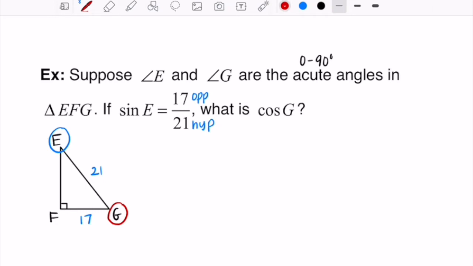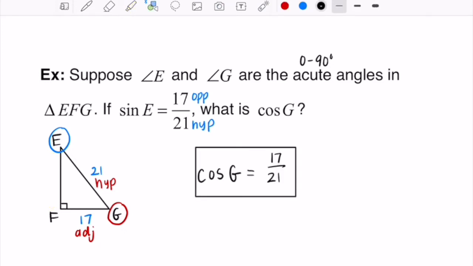So on this picture, for cosine, we know we need adjacent and hypotenuse. And so the 17, which was opposite angle E, is actually adjacent to angle G. So we have the adjacent side that we need to write cosine. And then the 21, that was the hypotenuse for angle E, that's also still the hypotenuse for angle G. And so on this particular question, it turns out that we don't have to solve for that missing side over here that was never labeled in the picture because we have the two numbers that we need.